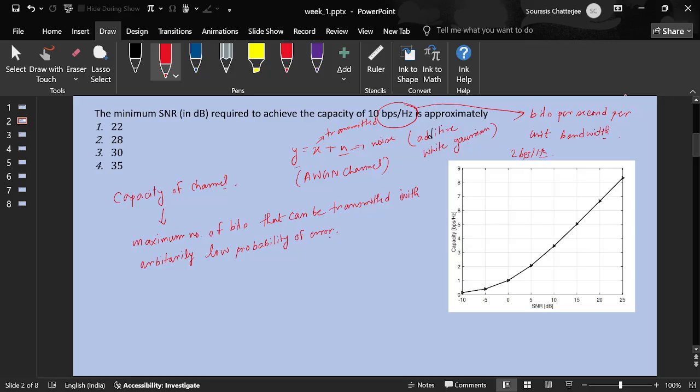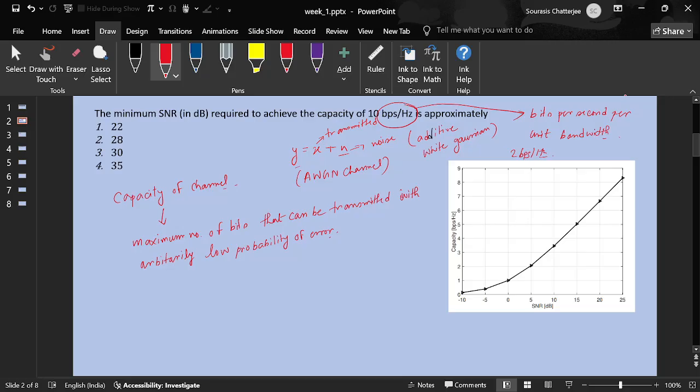But the moment I am using the same channel to transmit, let's say 3 bits or 4 bits of information per second per unit bandwidth, the issue is the receiver will not be able to decode always what is being transmitted. So that's why the concept of capacity is crucial. It indicates the maximum capability of the channel to transmit information in an error free manner.